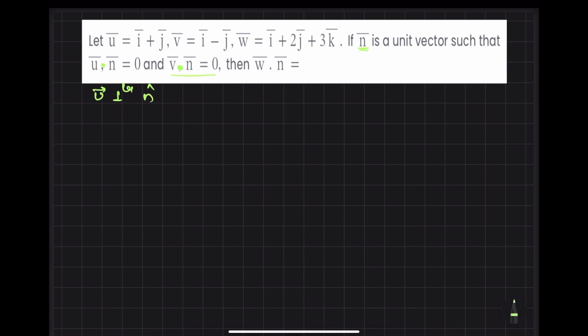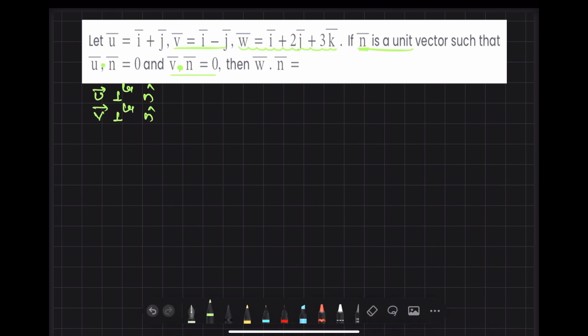Now read this statement. Same problem. Correct? So can I say that v vector is perpendicular to n cap? Okay, so u vector and v vector are perpendicular to n cap vector. Then we need to find out w dot n. Now try to understand. You know everything about w vector, but you don't know who n cap vector is, correct? So you need to find out the vector n first. Now look at this, how we will approach this question.